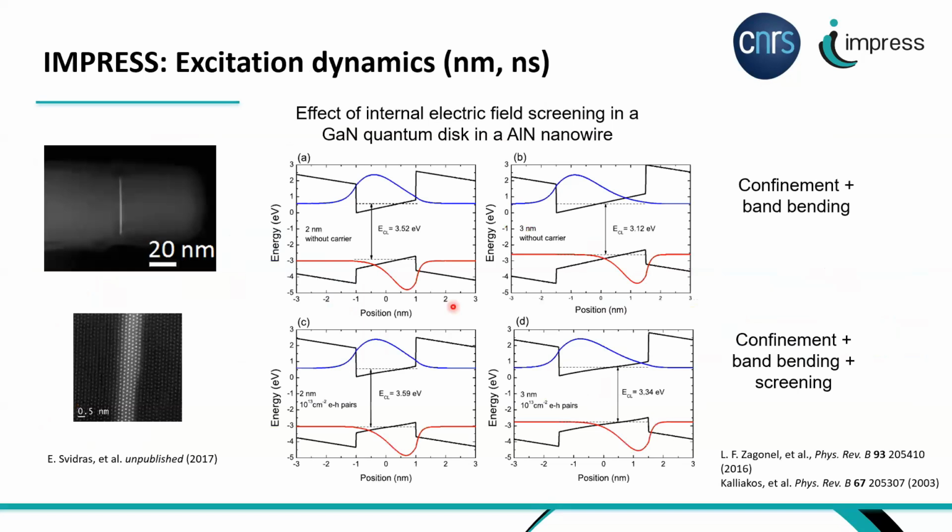All right. So within IMPRESS, what are we trying to do? I'll have to go into the physics of the material to explain why we want to apply this technique to it. Basically, we want to map in space and time, with nanometer spatial resolution and nanosecond temporal resolution, excitation dynamics in different semiconductors. So I will use an example.